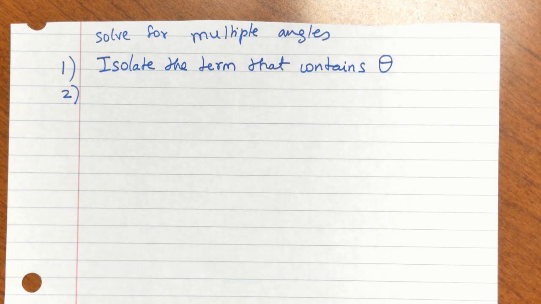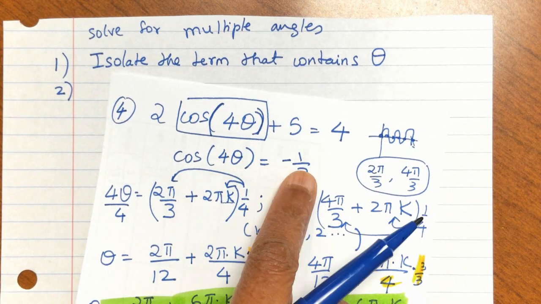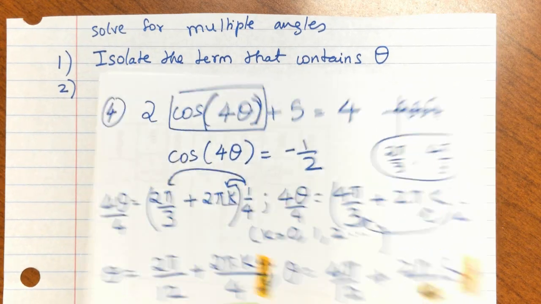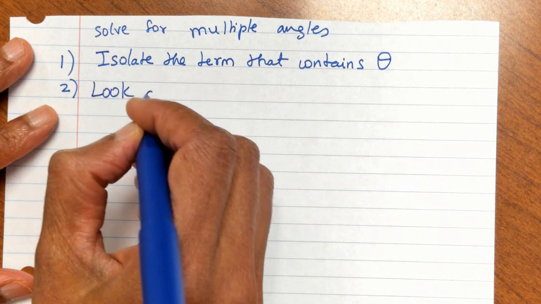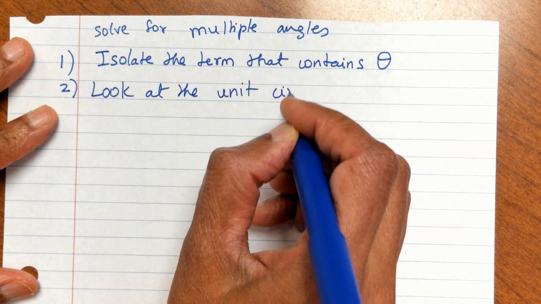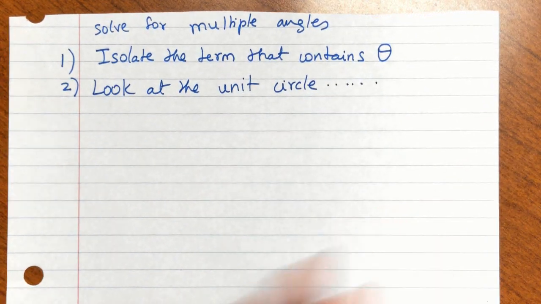So once I got cosine 4 theta by itself, I looked for my 2 angles on the unit circle. So look at the unit circle and find the angles. The minute I say look at the unit circle, I'm sure all of you will understand what I'm talking about. Look at the unit circle to find the angles that satisfy that equation.